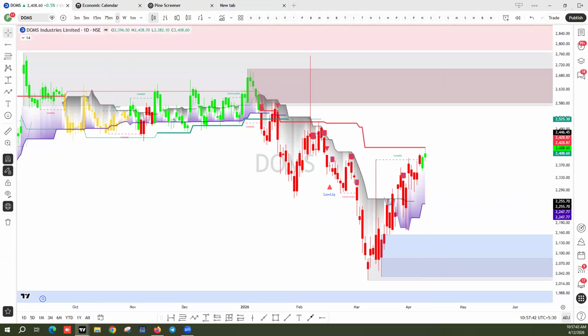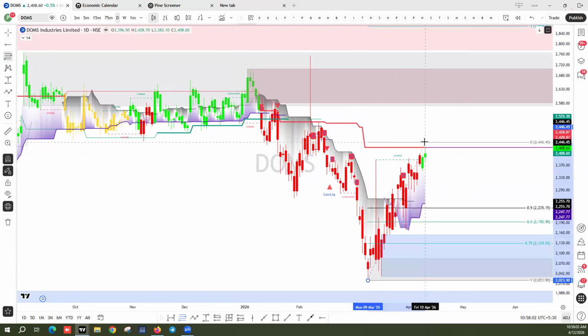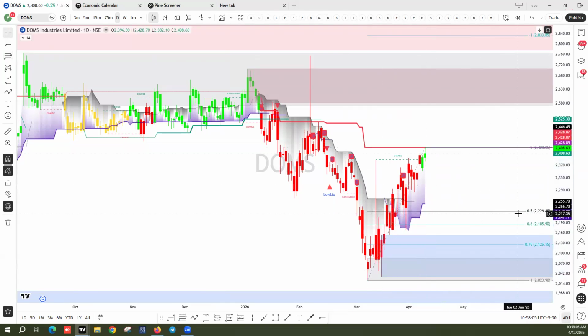Who will answer this? Gurdeep sir, where will you place the alert in this? Sir, above the red band. Above the red band here. Yeah, and then I will look for a 50% retracement entry. 50% retracement entry here.